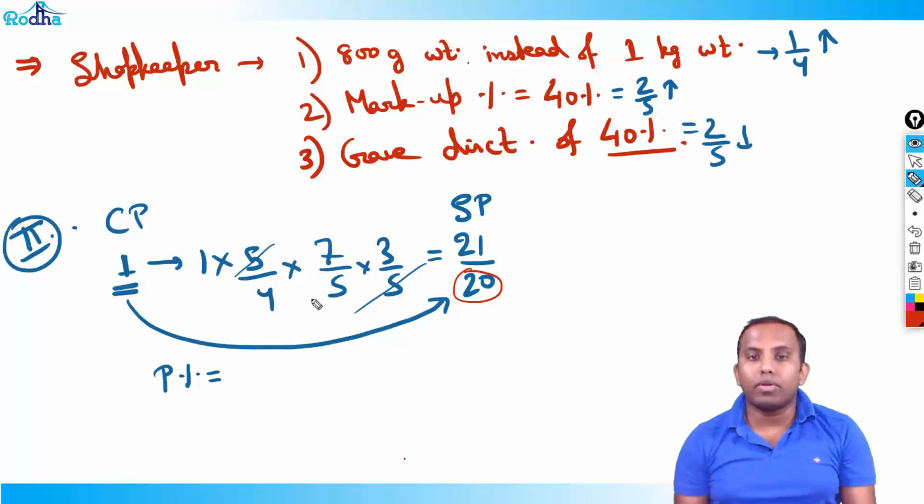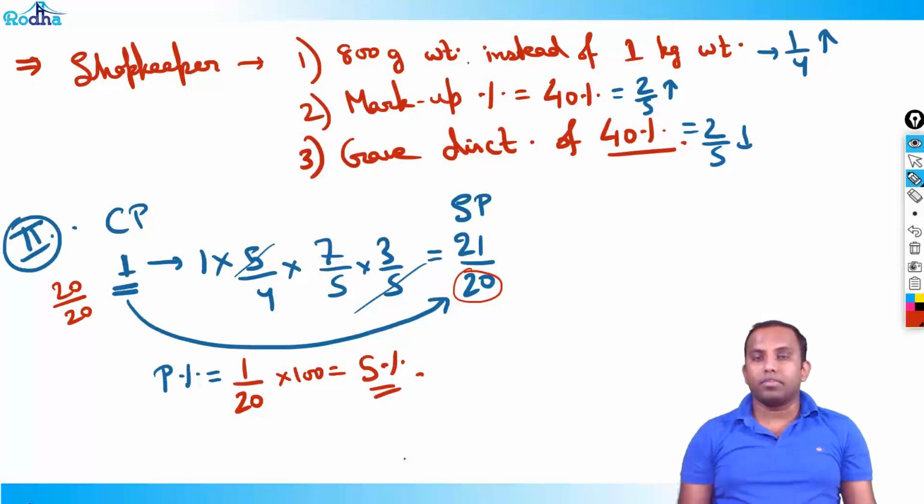So what is 1 in terms of 20? I can write 20 by 20. CP is 20 by 20, SP is 21 by 20. What is the profit percentage? 1 by 20. What is 1 by 20? 5%. So what is the answer? The answer is 5%.